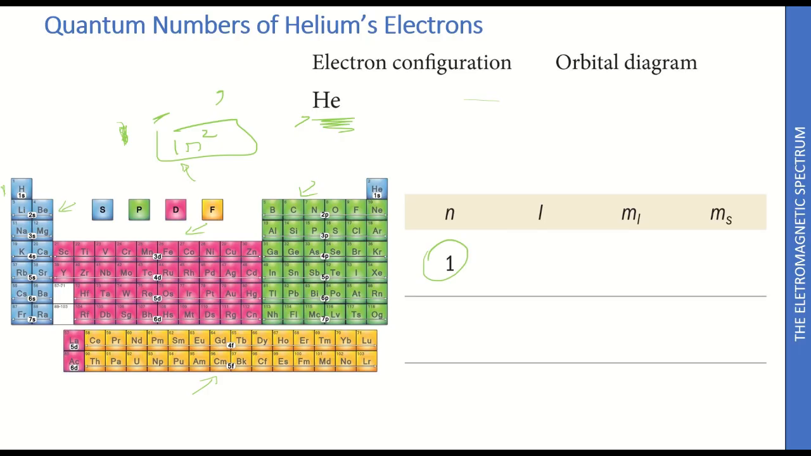If I want to write down all the quantum numbers for everything, 1 is the level of energy. So one of those electrons, let me draw the orbital over here. I have one in this direction and the other in the other direction. Remember this? Pauli exclusion.